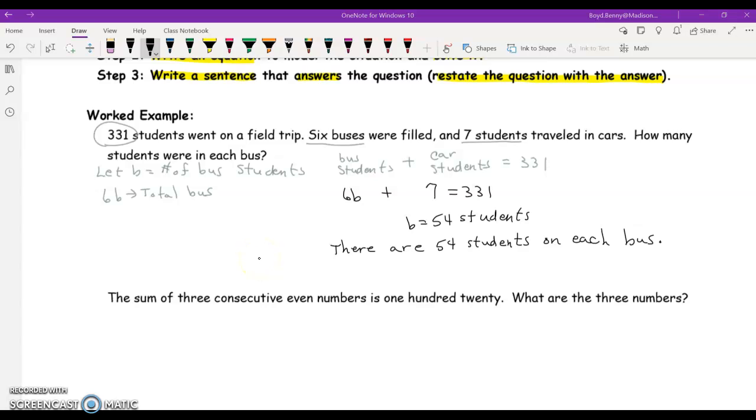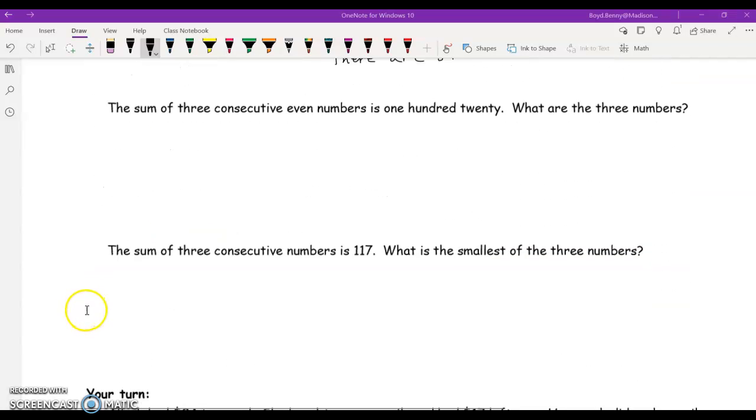Students, let's take a look at the next problem. In the next problem, we are told that the sum of 3 consecutive even numbers is 120. What are the 3 numbers? So I'm looking for 3 numbers. I'm told the sum, so I know this is an addition problem. I'm looking for 3 consecutive even numbers, and that equals 120.